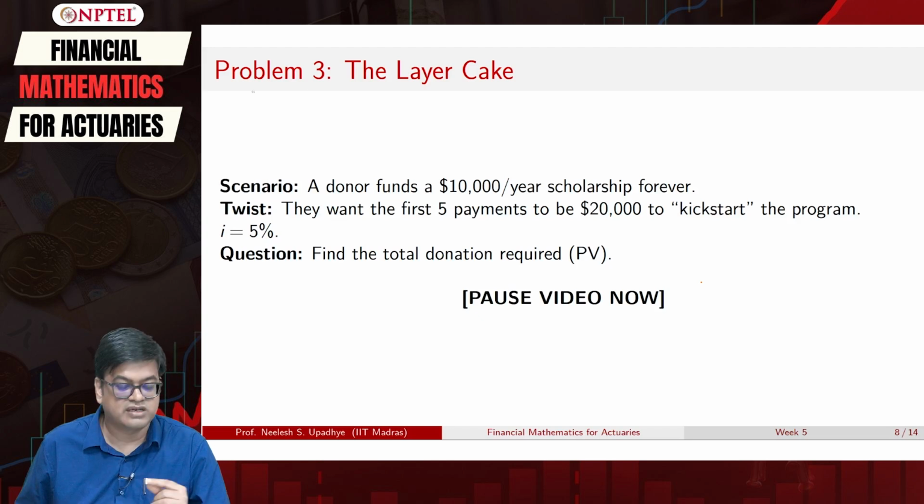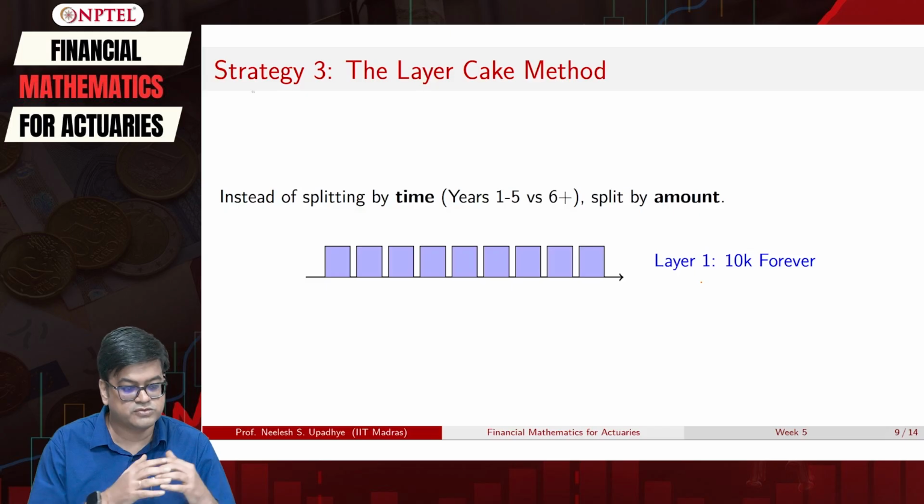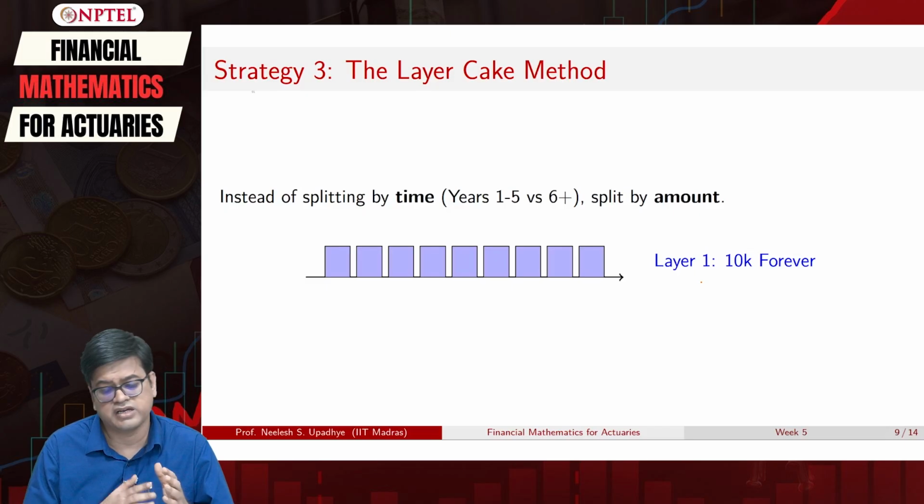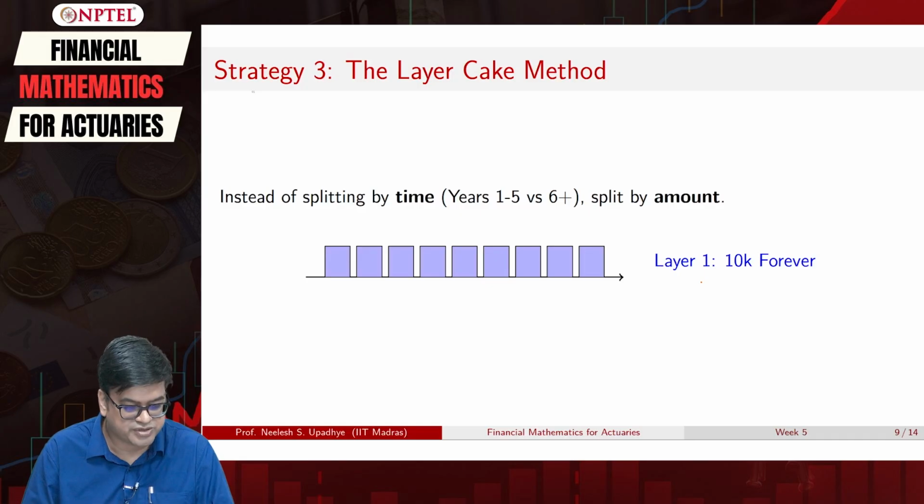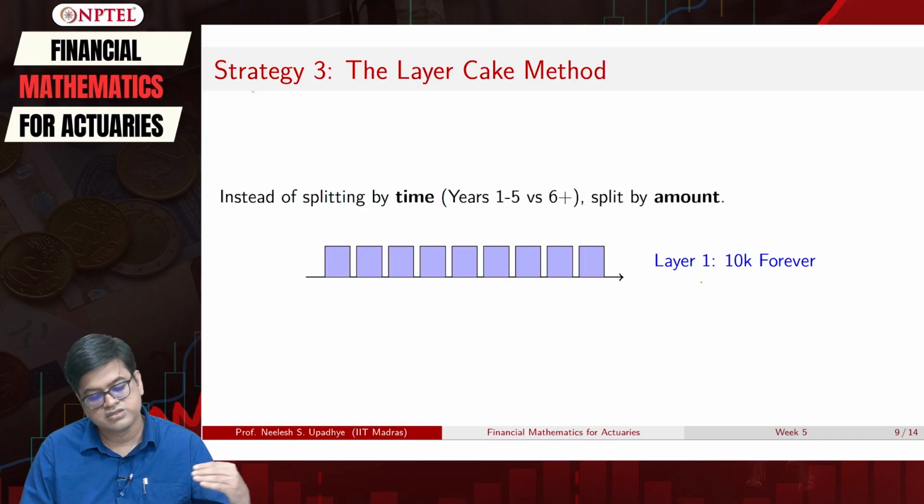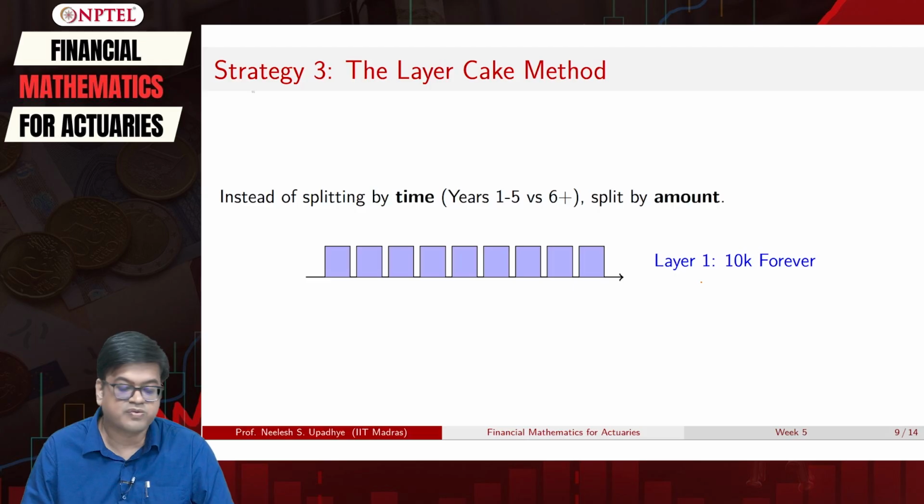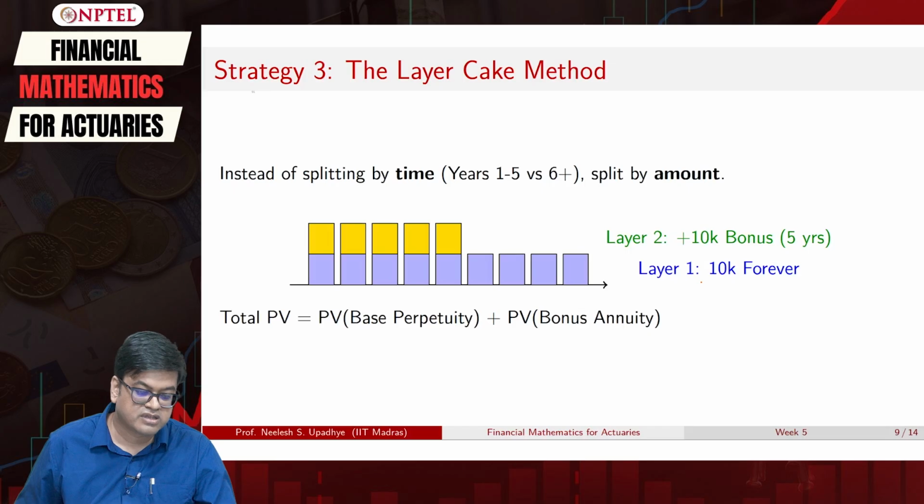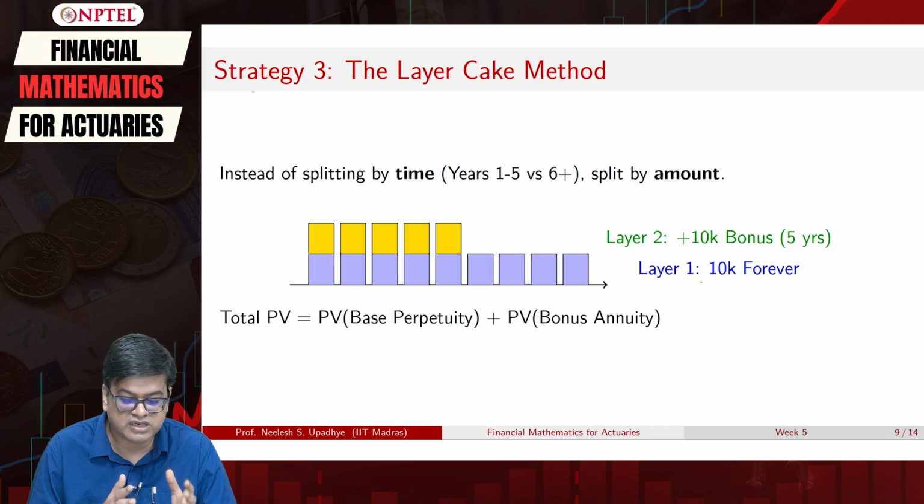Welcome back. So let us look at the latter option that I have given. So here, instead of splitting the time between years 1 to 5 and then 6 onwards, we will split by amount. So here is the first layer of annuities. It's a perpetuity because it is continuing forever. So that will be the same 10k forever, and now we will top this up with layer 2, which is the 10k bonus for the first 5 years, right.